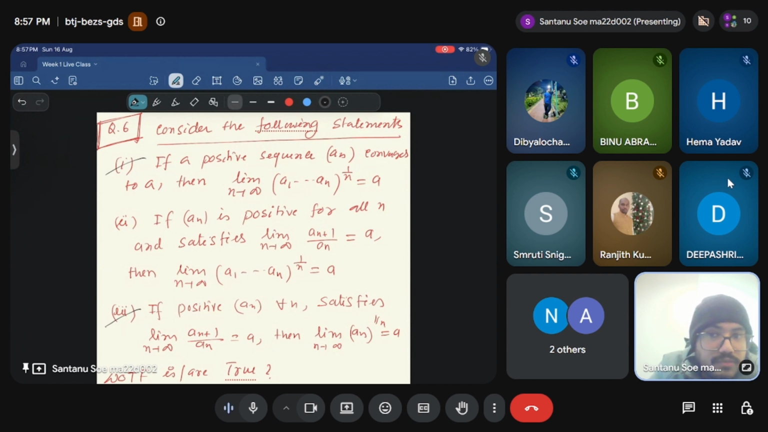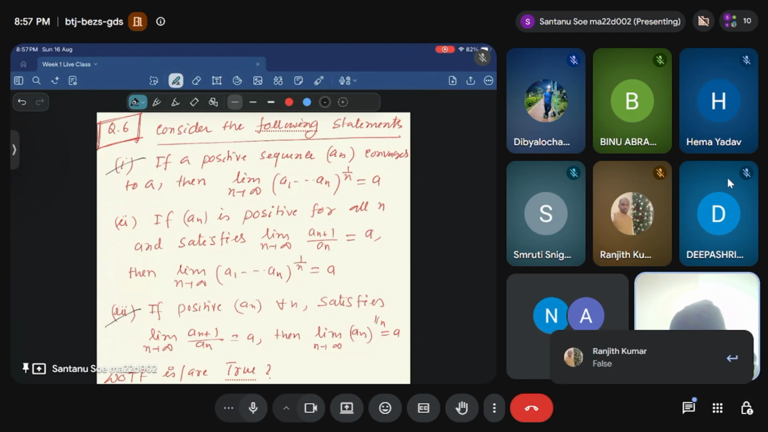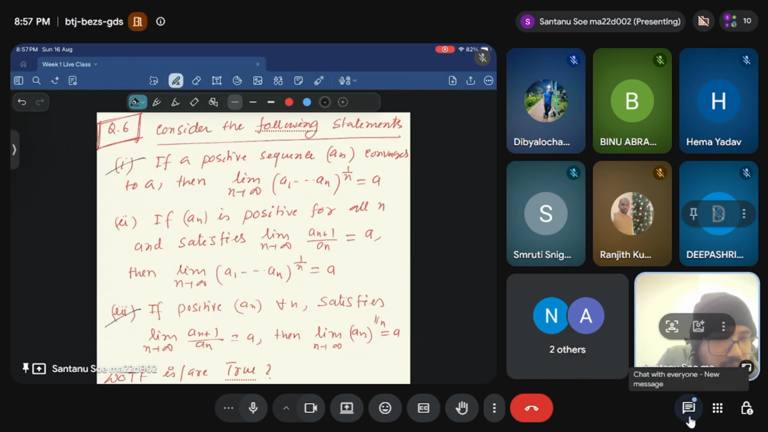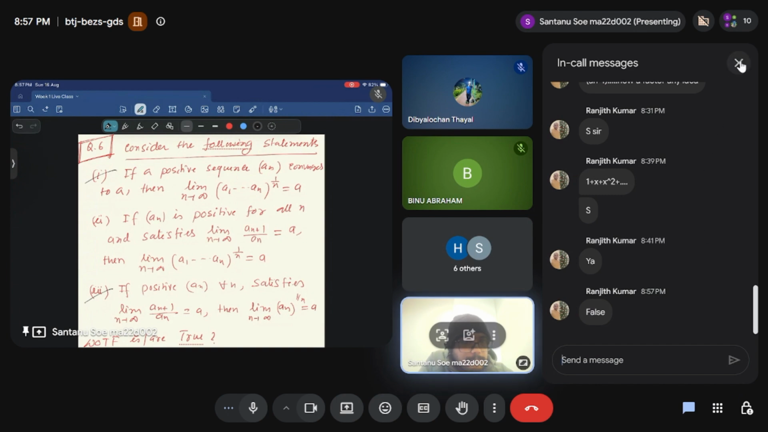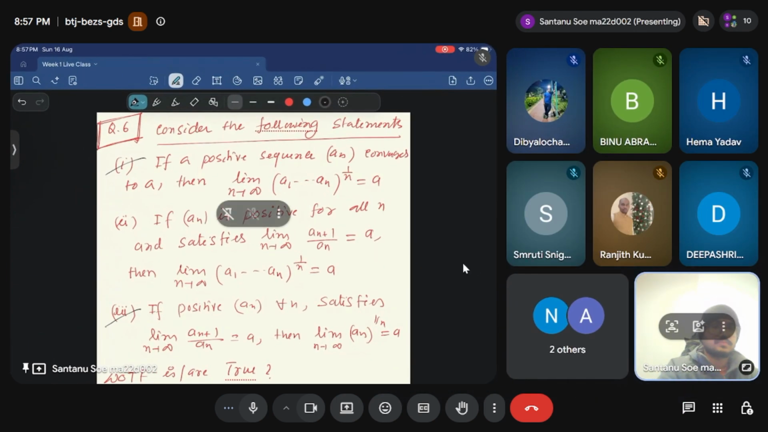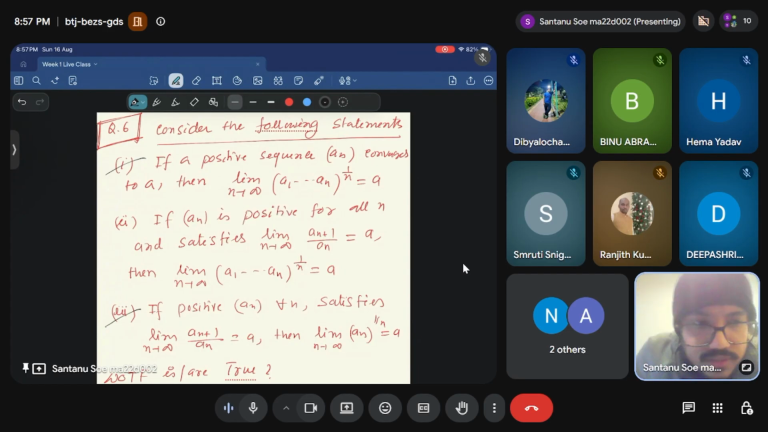Okay, what about the second one? So first and third are true. First is true by Cauchy's limit theorem. Third is true, just see the proof in some standard book. What about the second option? Is it true? Anyone? Yeah, it is false, right, Ranjit? Why is it false? It is indeed false. Can you give me a counter example?